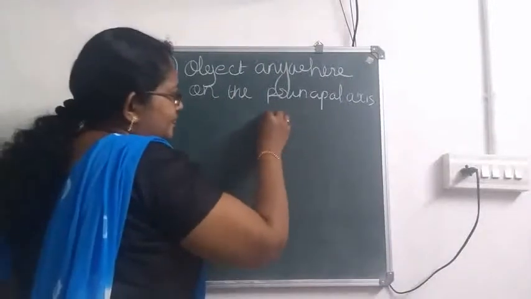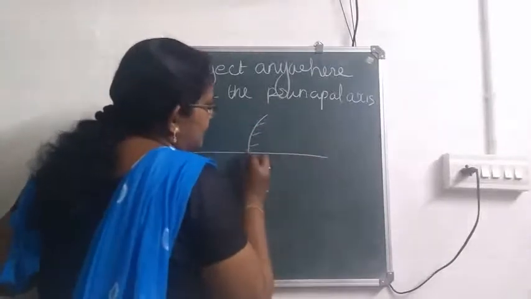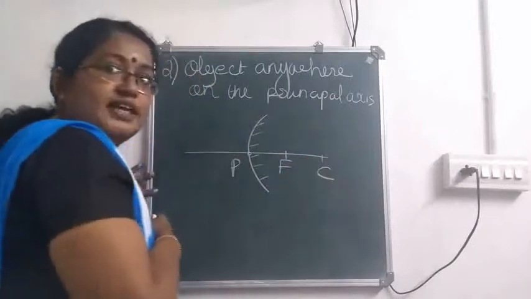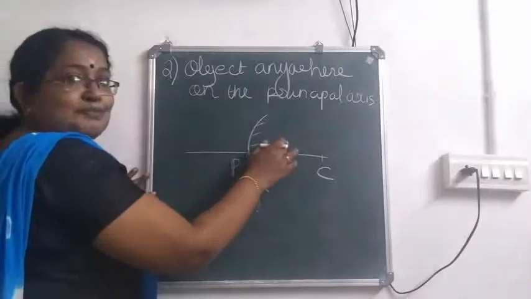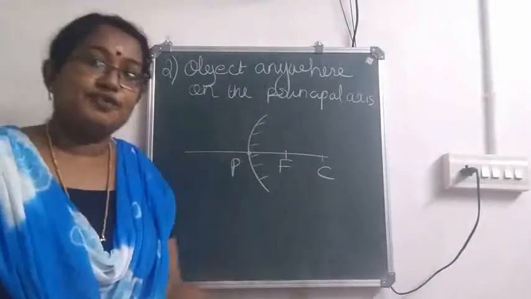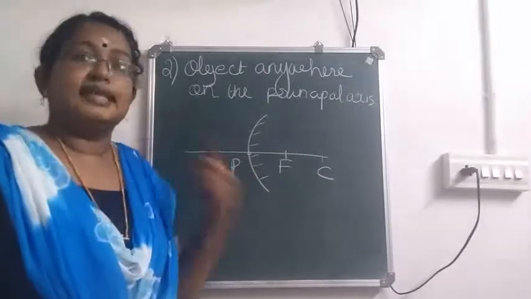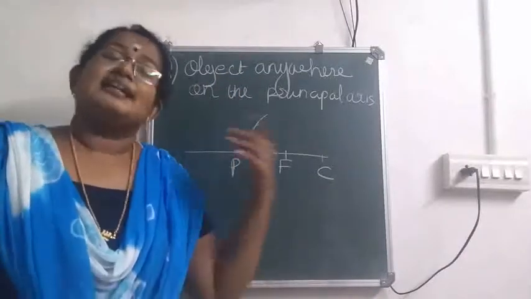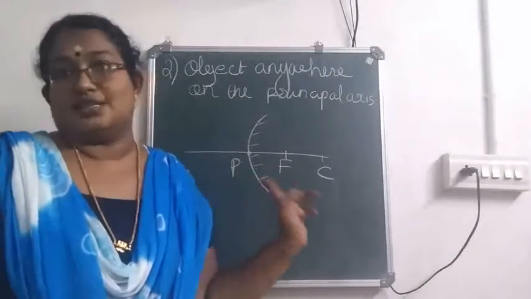So here I have the mirror, pole, focus, center of curvature. I cannot go and keep an object inside this. This is the inner part of the mirror. The object will be placed in front of the reflecting side of the mirror. So here I don't have any other markings. That is why we say object anywhere on the principal axis. And that is the only reason why we have just two ray diagrams for this.